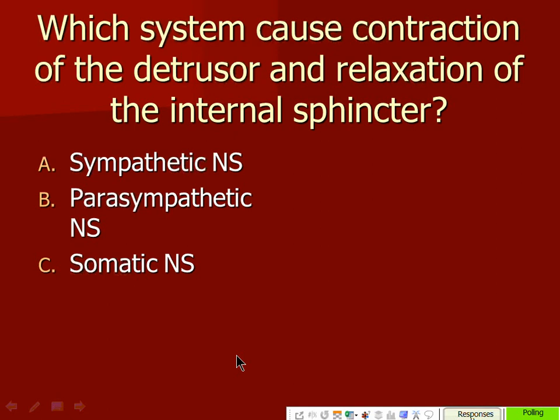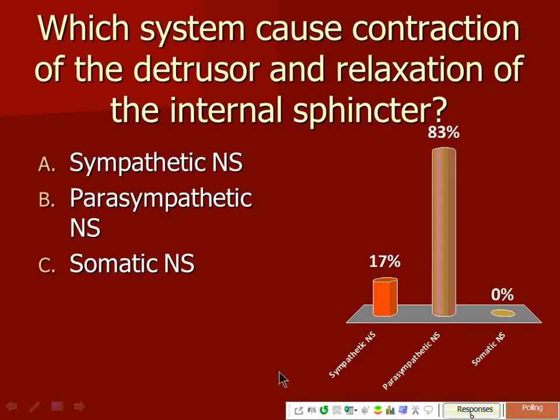Okay, which system causes contraction of the detrusor and relaxation of the internal sphincter? Parasympathetic nervous system. Yes, that causes contraction of the detrusor and relaxation. You must know this nerve supply here.